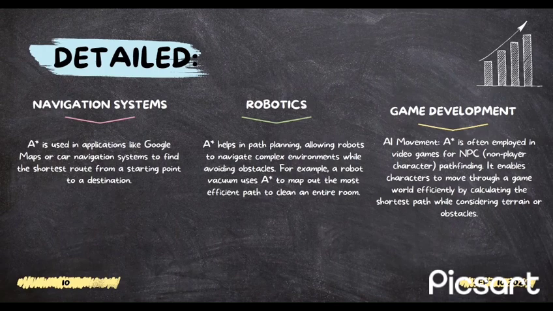Next, game development. We all play games, right? There are NPCs, which are non-playable characters. They roam around in the city without hitting the buildings and blocks, without disturbing our game. For that, A star search is used in those NPCs to move around without disturbing our gameplay experience.